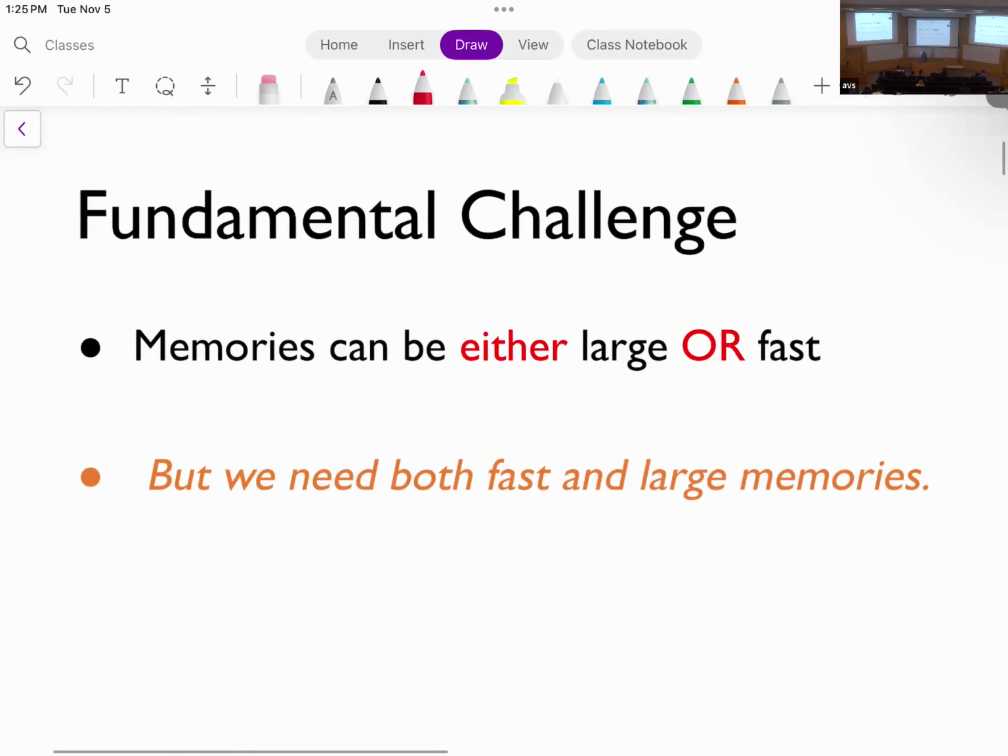Okay, so based on this, you will see that memory can be either large or fast. But what we want to have is both, right? So we want both large and fast. So now the question for a computer architect is, how do you build something based on these available technologies to kind of hide the delays? That's what we want to achieve.